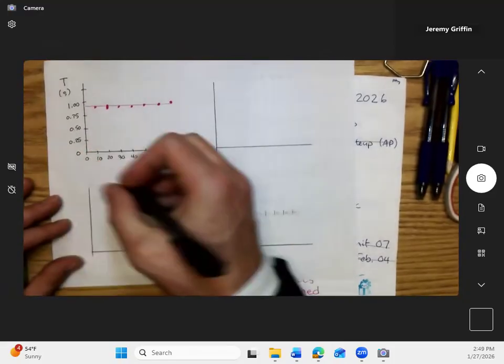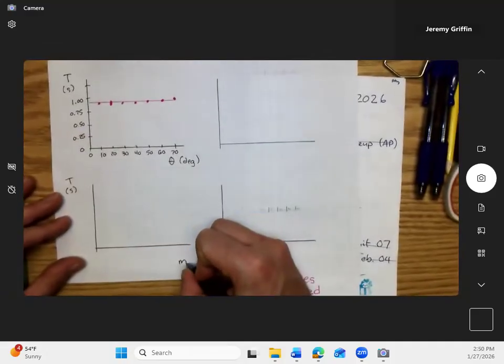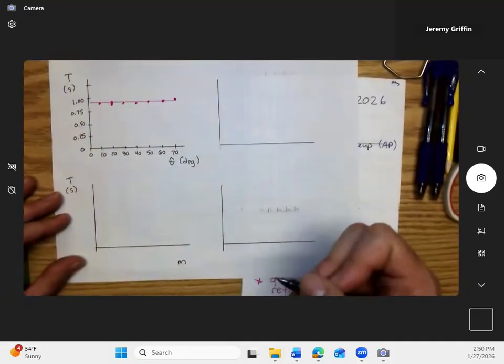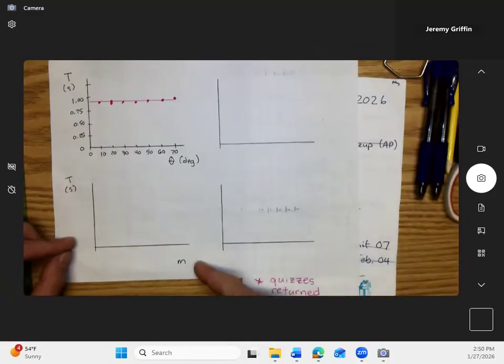So let's go on to mass. Let's say time in seconds as a function of the mass that you hang at the bottom. Who has some pretty good data for this one? How about Samuel? You got some data for this one? Different masses, yeah. What's the biggest mass you used? The biggest mass we used was 70 grams.